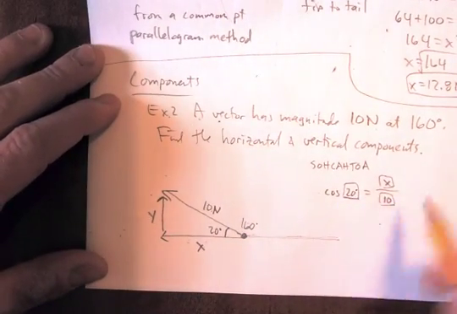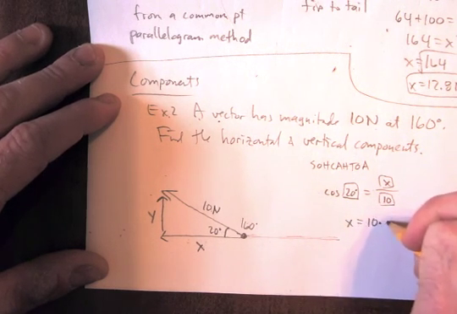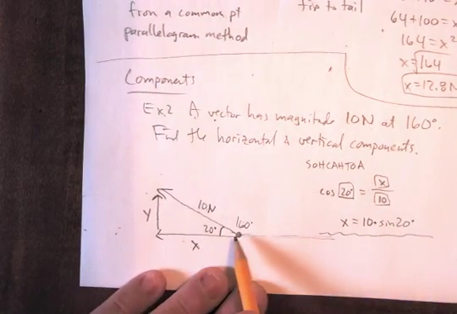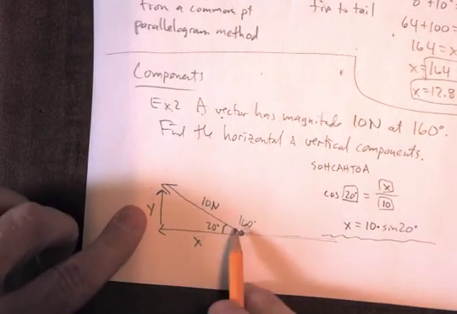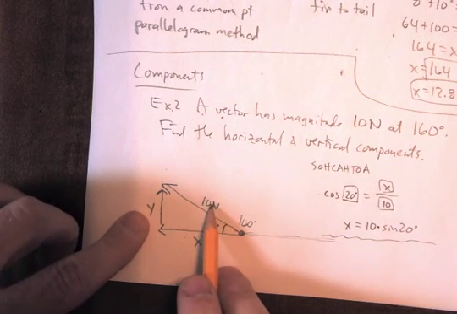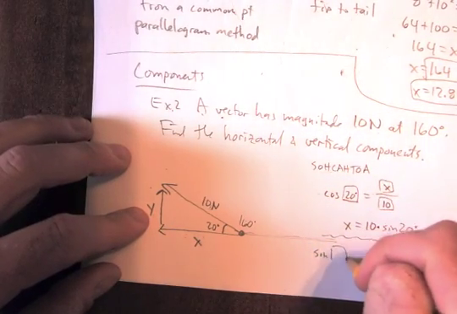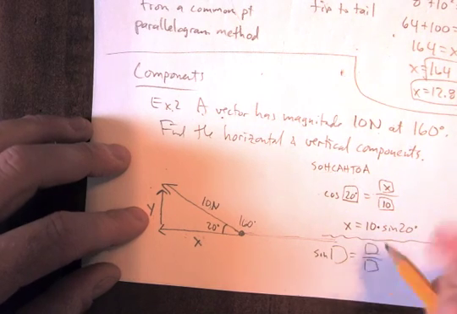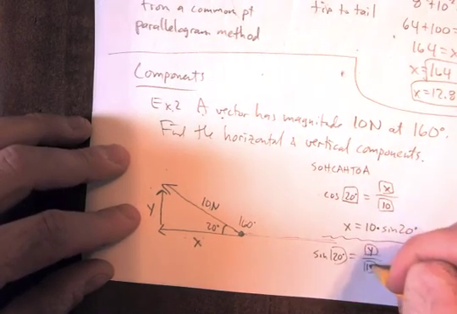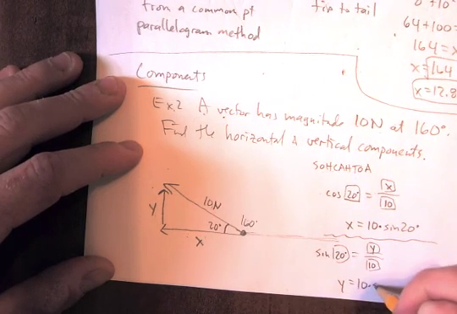If I solve that, I multiply by 10, so x equals 10 times the cosine of 20. I'll figure that out in a second. For y, we're talking opposite, and we want to use the hypotenuse again. Opposite over hypotenuse, so we're talking sine to figure out y. Sine of the angle equals opposite over hypotenuse, which is y over 10. If I solve that, I get y equals 10 times the sine of 20.